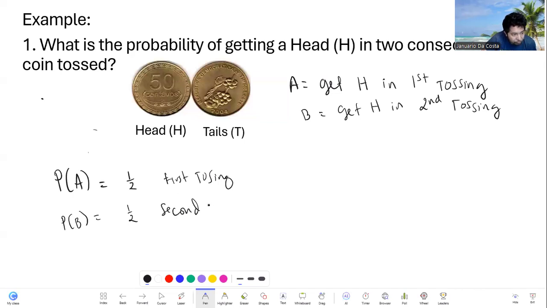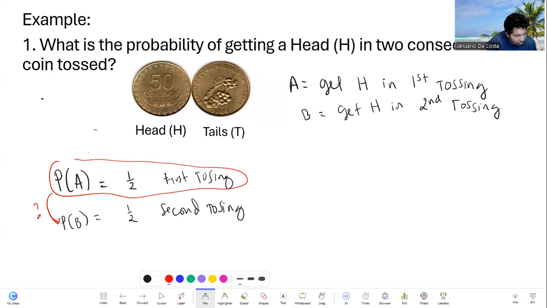Now, does the event that occurs in this one have an effect on the event that occurs in this one? No, because they are independent.